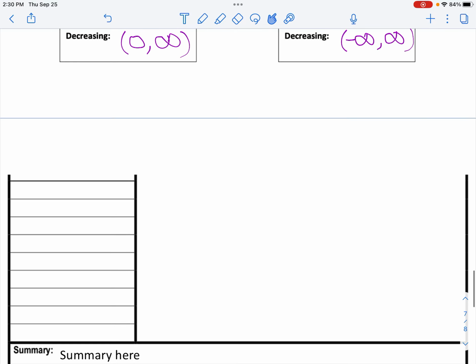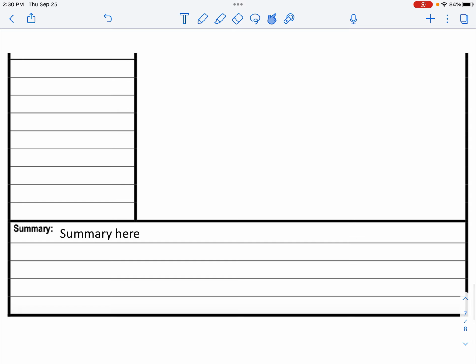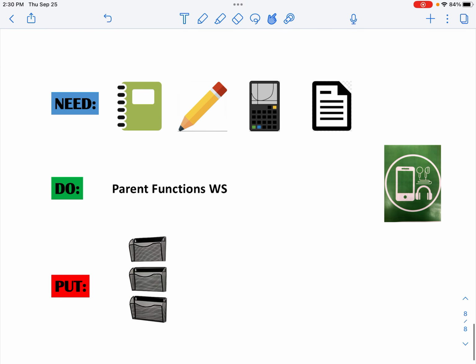All right. That is how we talk about parent functions and our introduction to them. So you can go ahead and work on the parent function assignment.